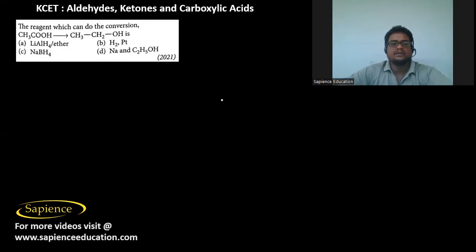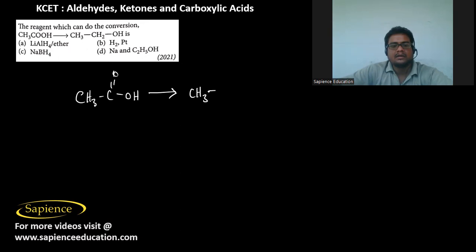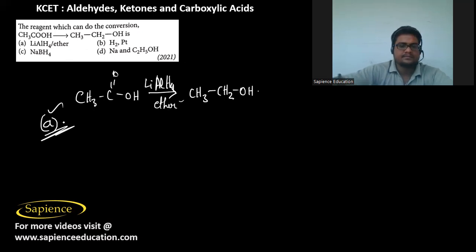Then here it is told the reagent which can do the conversion is. So here CH3COOH, the acetic acid, is reduced into a primary alcohol, CH3CH2OH. So here I should use lithium aluminum hydride, since it will reduce this carboxylic acid into an alcohol, lithium aluminum hydride in the presence of ether. So option A is the correct answer.